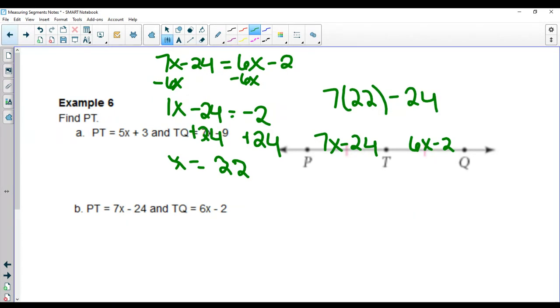Let me do that real quick. 7 times 22 is 154. Subtract 24. It's 130.